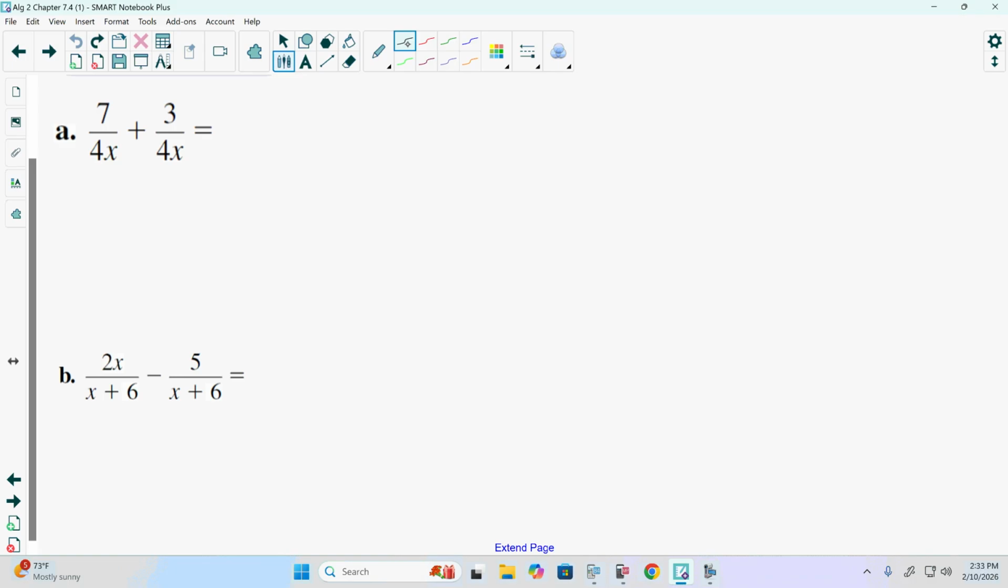So if we look at the first one, 7 over 4x plus 3 over 4x. The denominators are both what? They're the same. They're both 4x, which means we can make it into a single fraction with the numerators being added, because the sign between the two of them is addition.